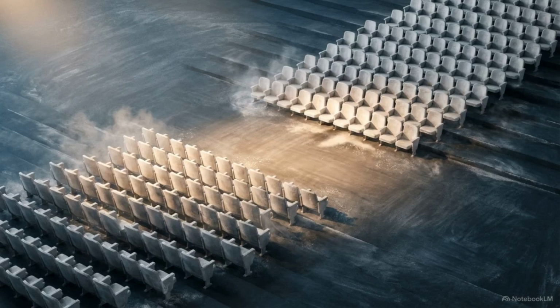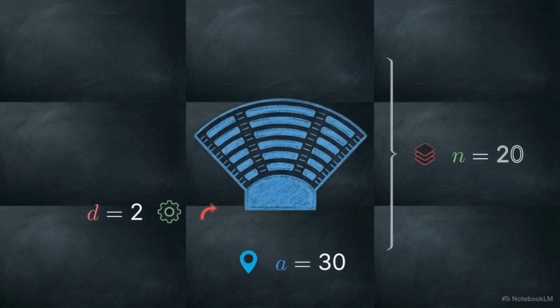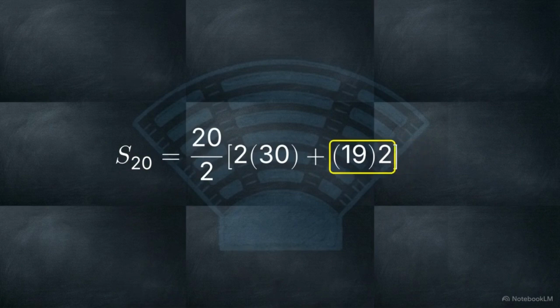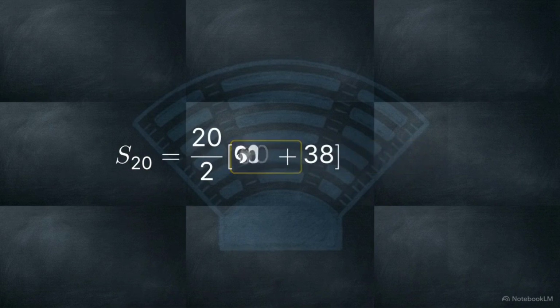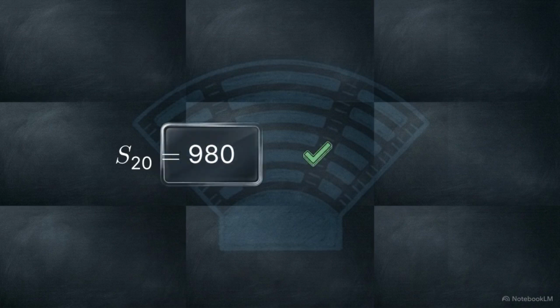Now we can resolve the auditorium problem using this verified method. We inventory the physical space, a starting row of 30, an increase of 2 seats per row, and 20 total rows. We place these values into the standard formula. We simplify from the inside out. 20 minus 1 is 19, times 2 is 38. Adding the initial 60 seats gives us a total bracket value of 98. Multiplying that by our halved row count of 10 gives us exactly 980 seats in the auditorium.